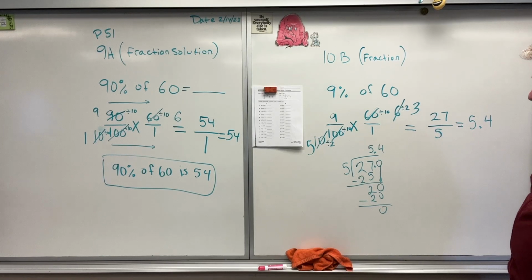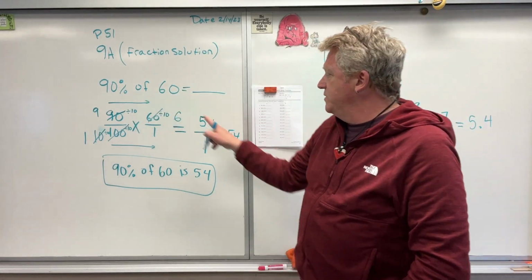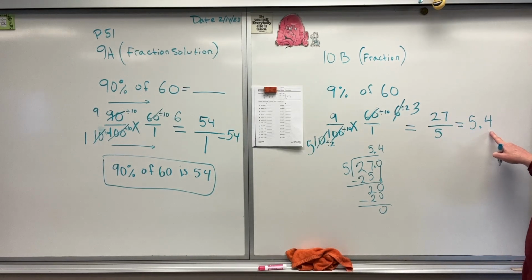Now I want to show you something. Oh, isn't that interesting? Look at that. 90% of 60 was 54. 9% of 60 is 5.4. The difference was that the decimal point is moved over.